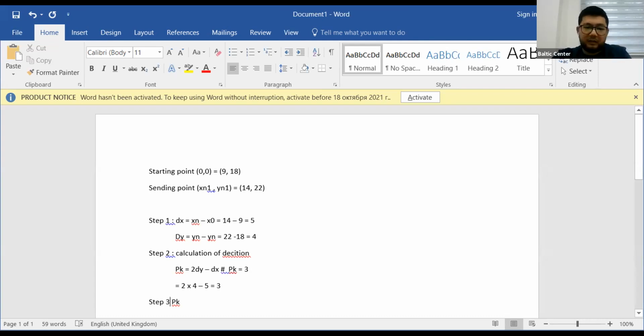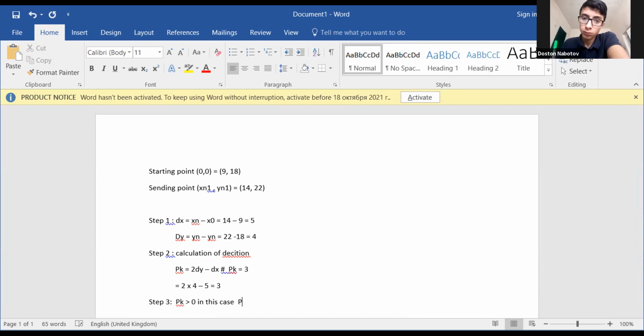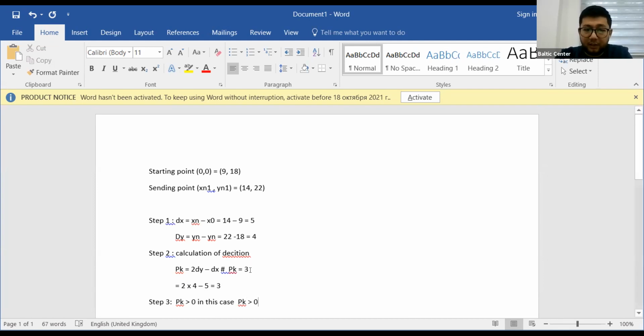Okay, in step 3, the next stage, if pk is greater than 0, in this case you have to calculate like this. If the pk is greater than 0, because over here we are getting pk as 3, right? The second case is satisfied, but I'll explain that later. If the pk is lower than 0, that could be -1, so you will have to start from the -1.